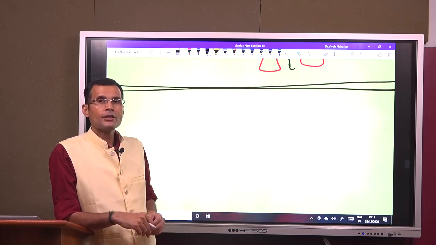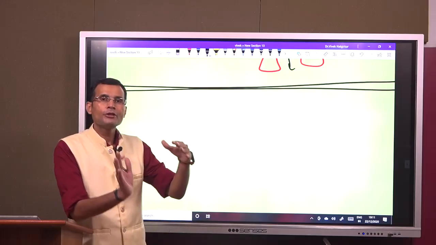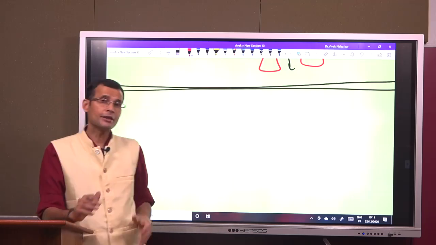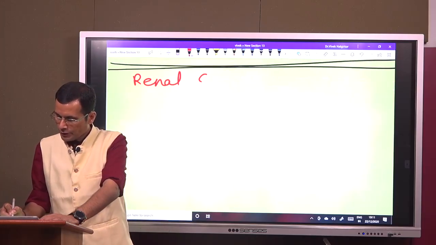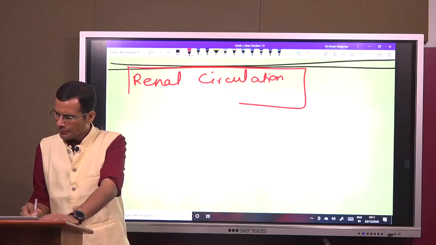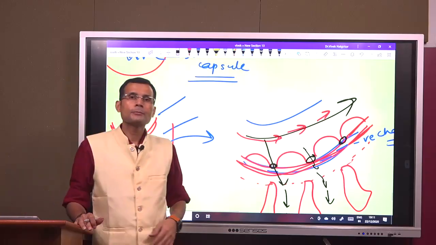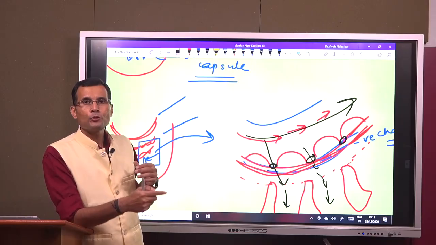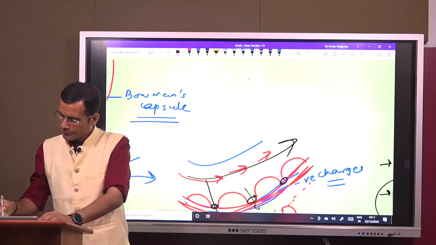Now the next part is we will see the renal circulation, and that will finish our first section of the kidney discussion. Let's see the renal circulation. I am not going to describe the anatomy of it. Already, if I were to speak of the anatomy, from anterior to posterior, how the things enter or leave.